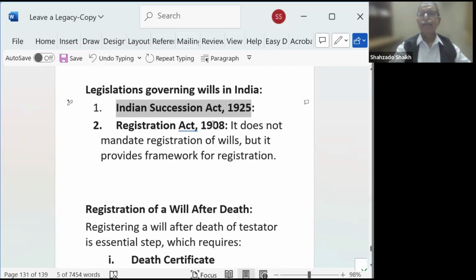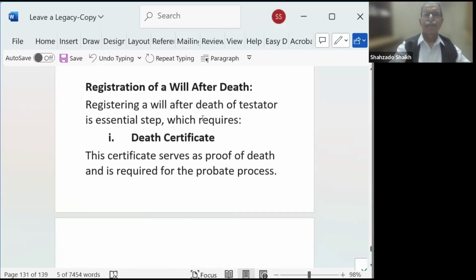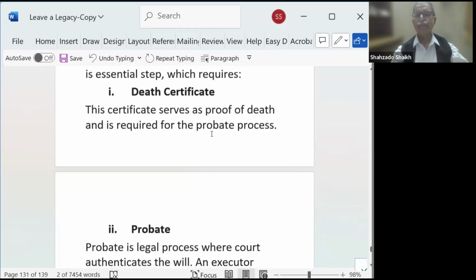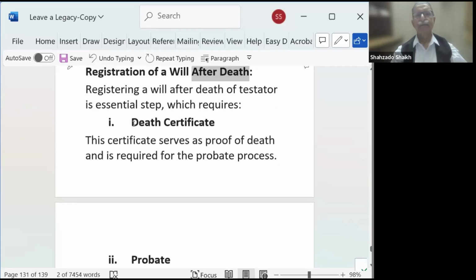Then the Registration Act 1908. Registration of a will after death. Now, note this point: after death, the death has taken place and if somebody wants to register it, because the probate will take some time or there may be other circumstances, still it can be done, and it is better to register if it was not registered. Registering a will after the death of the testator is an essential step which requires a death certificate and probate. In any case, one has to go for probate, but in the case of death, one will take the death certificate also.